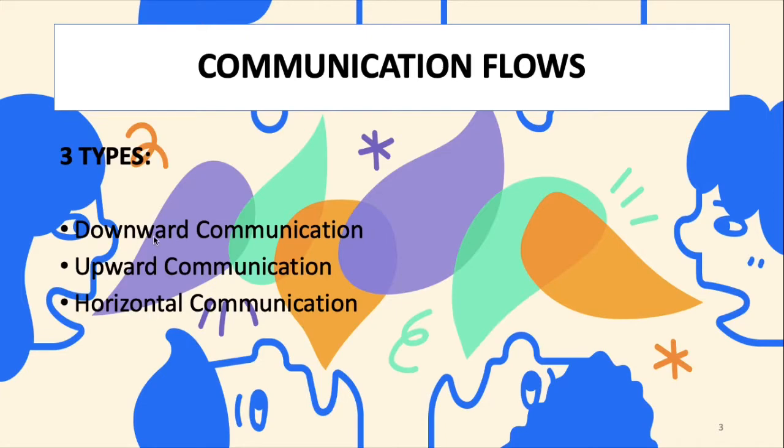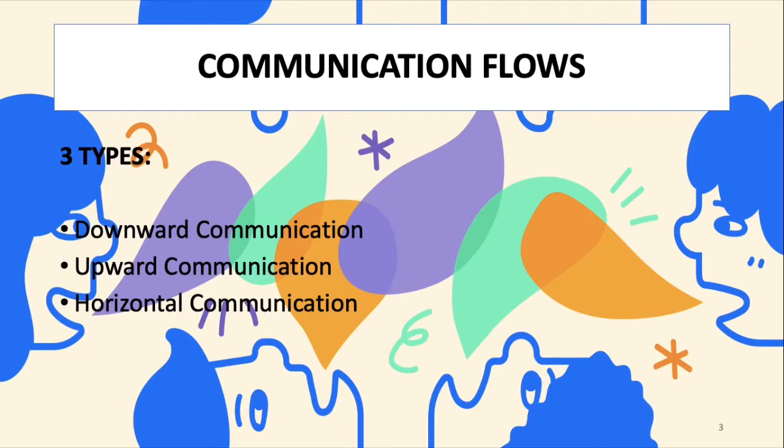From the term downward, it flows from higher organizational levels. So for example, when the supervisors communicate towards their subordinates, that is downward communication. Based doon sa posisyon ng isang person or isang personnel who is giving out the communication or the instruction.